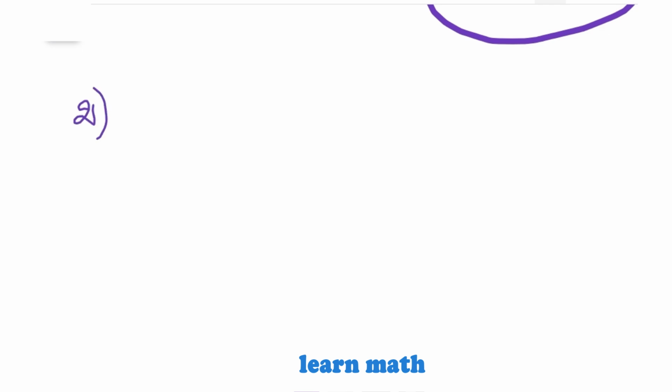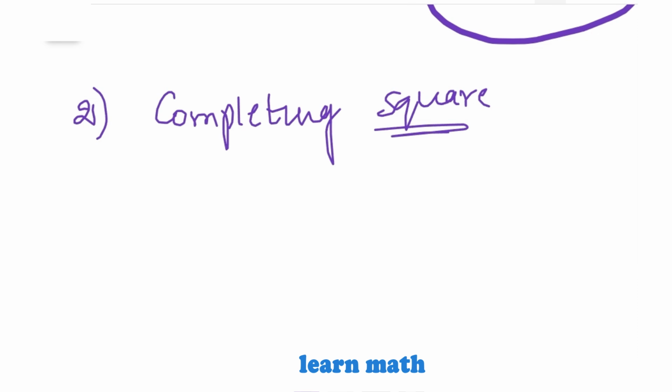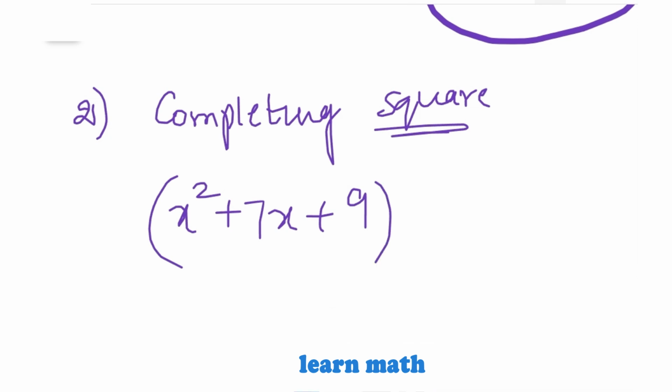Completing the square method. Is it taught? So for completing the square method, I'll tell you a trick. This will be useful for algebra in general. Let's say I have a quadratic expression, x squared plus 7x plus 9. Completing the square means you are writing it in terms of some perfect square plus some constant value. I'll tell you a trick for how to fill these brackets.